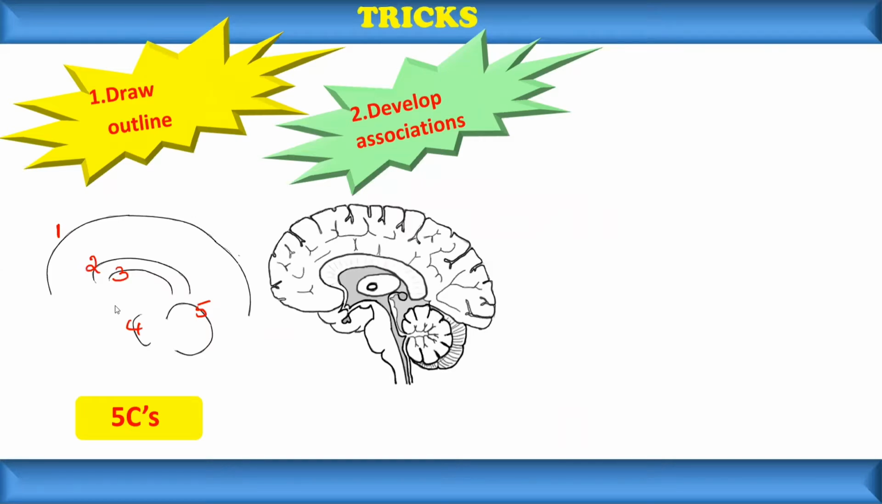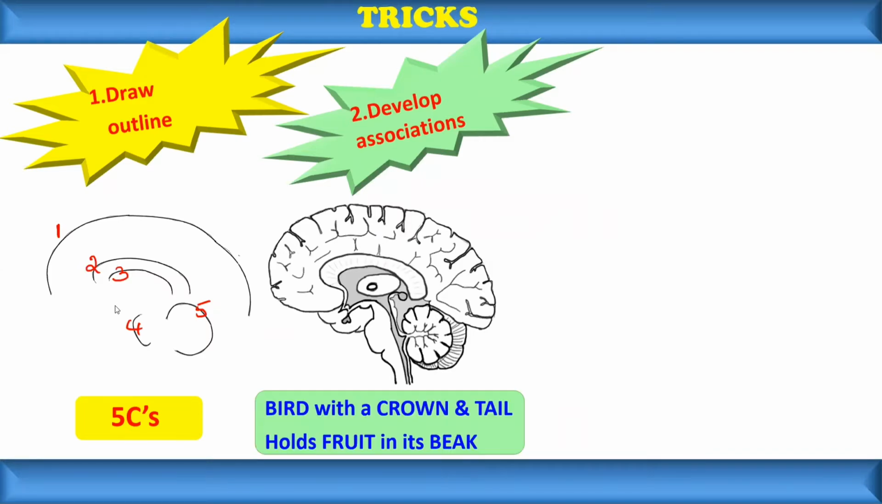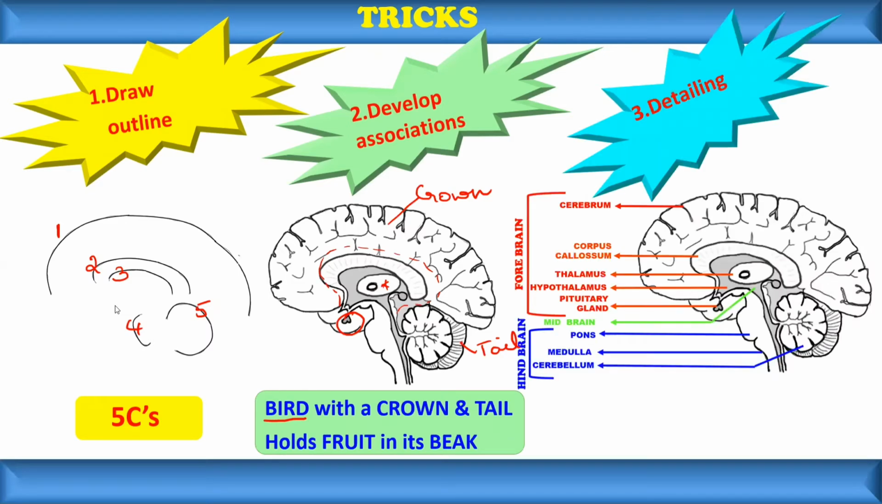Yes. Next is to develop the association. What an association for the brain other than the bird with a crown and a tail, and it holds the fruit in its beak. You can see the bird if you focus on the greyish area. Around the greyish area and above, you can see the crown, which is actually the cerebrum, and below that you can see the pituitary gland, which depicts the fruit held at the beak, and finally the tail is nothing but the cerebellum. Next is to do the detailing with all the labels intact.